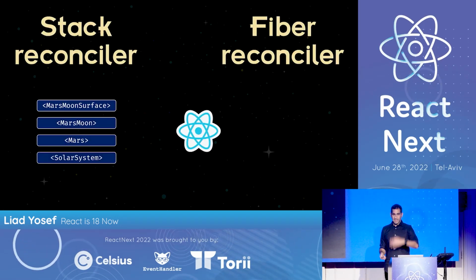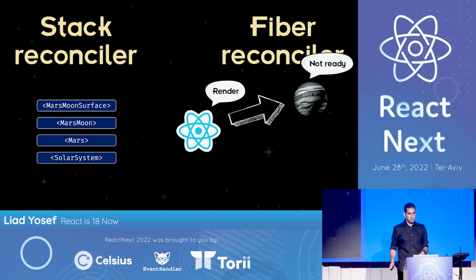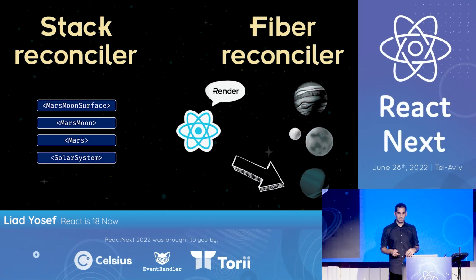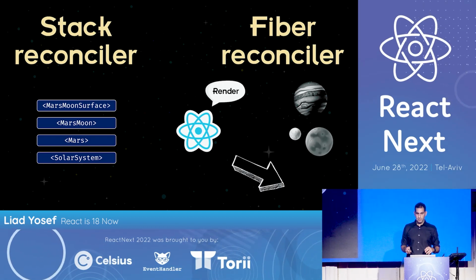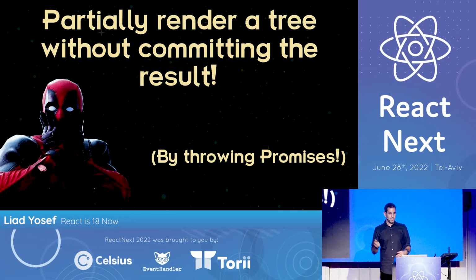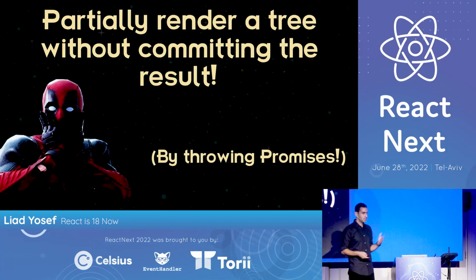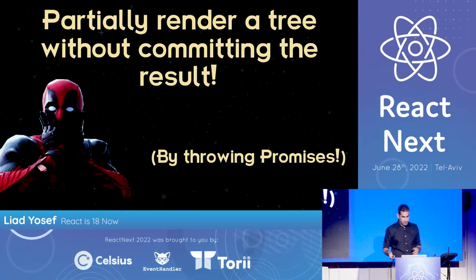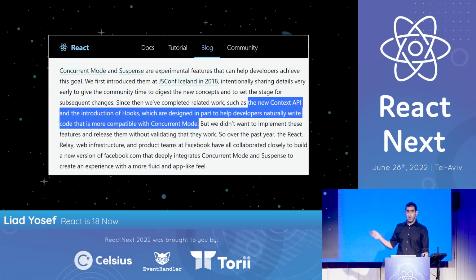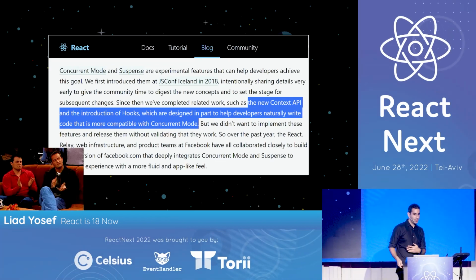So the difference between the Stack Reconciler, which is what we had before Fiber, is that everything runs sequentially. The Fiber Reconciler can render parts of your DOM at different times according to needs, and only when it's ready, commit it to the DOM. And it does that by partially rendering a tree without committing the result, by throwing promises up. So elements or components that are not ready can say to React, hey, I'm not ready yet. Like I said, hooks were designed for concurrent mode, which is pretty impressive, that the React team did all of those things just to prepare us for concurrent mode.